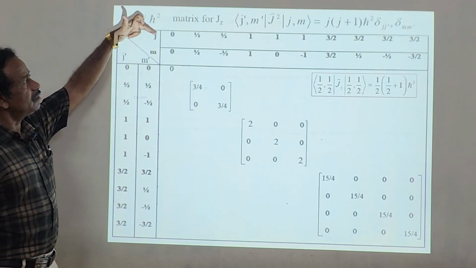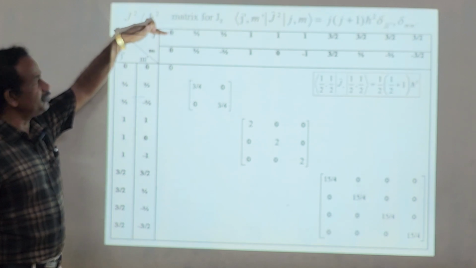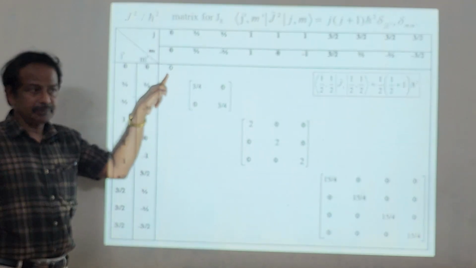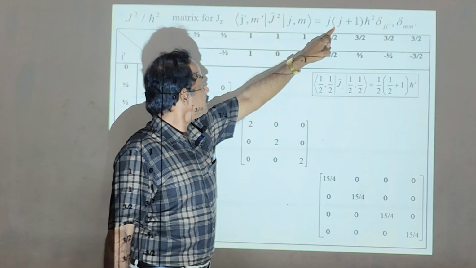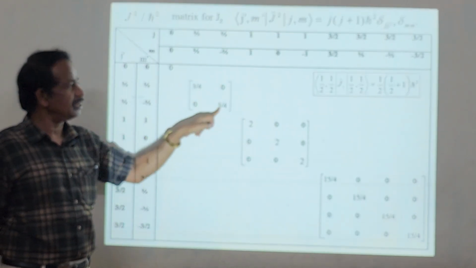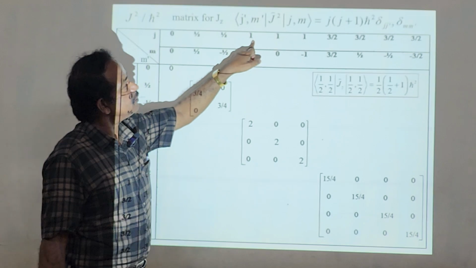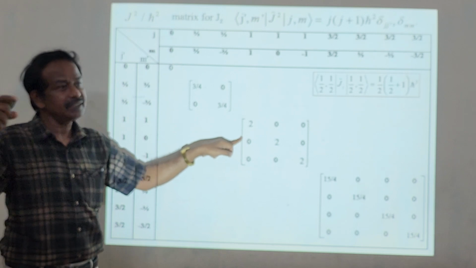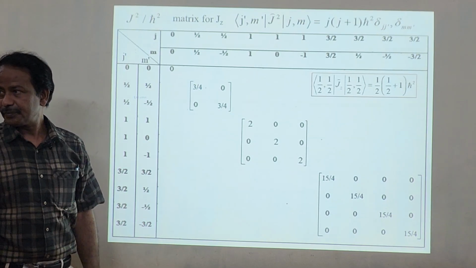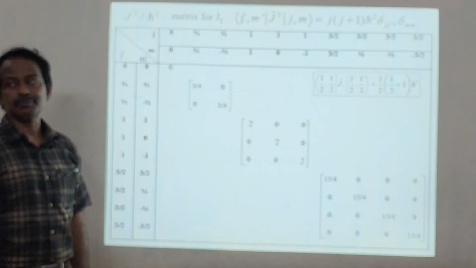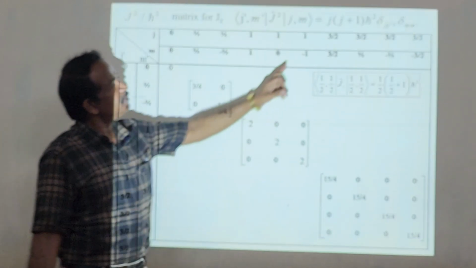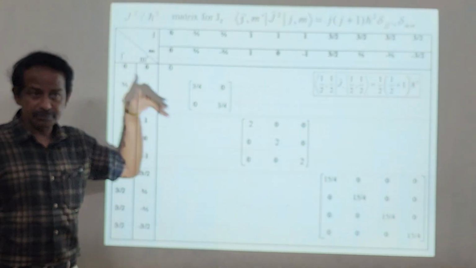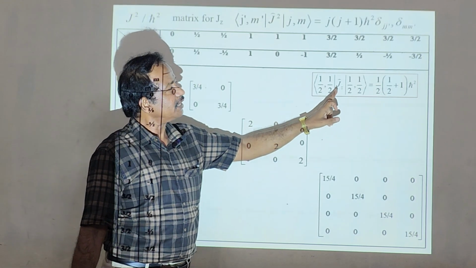Okay, as usual, the same argument. For j equals 0, m will be 0, of course we know already. For j equal to 0, you substitute here, you will get 0, so a 1 by 1 matrix. For j equal to 1 by 2, you substitute here, you will get 3 by 4, 3 by 4, 0, 3 by 4. Similarly, for j equals 1, you will have 1 plus 1, 2, so that will give you 2, 2, 2. Of course, you have 2 h bar squared. H bar squared we have already pulled out to the left-hand side. That's why it is J squared by h bar squared. The table goes on. Similarly, for j equals 3 by 2, you will have 15 by 4, 15 by 4, and so on. Only diagonal elements alone will exist.